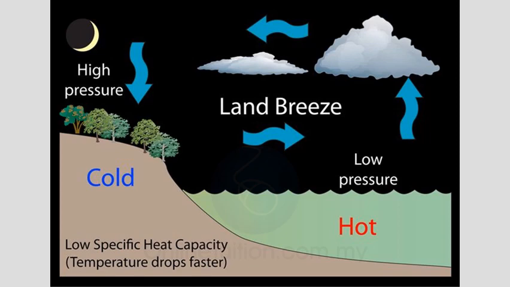Now, the winds start to blow from the land towards the sea. This is termed as the land breeze. Thus, the interchange of breeze maintains the heat balance. Therefore, the areas which are close to the sea have lower daily range of temperature and lower annual range of temperature, and they enjoy a moderate climate.